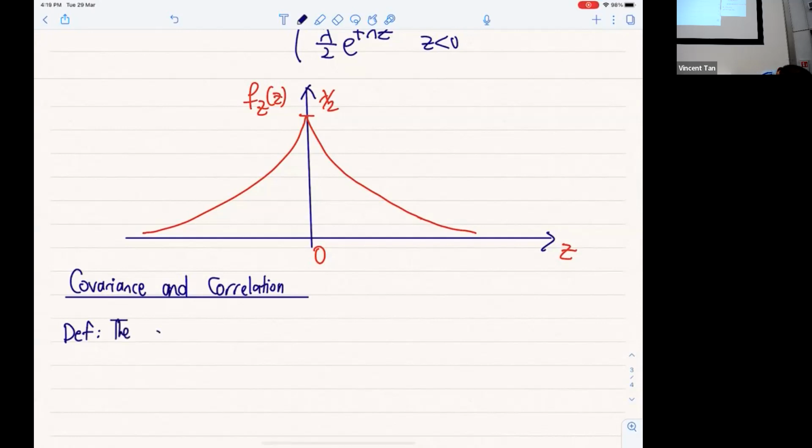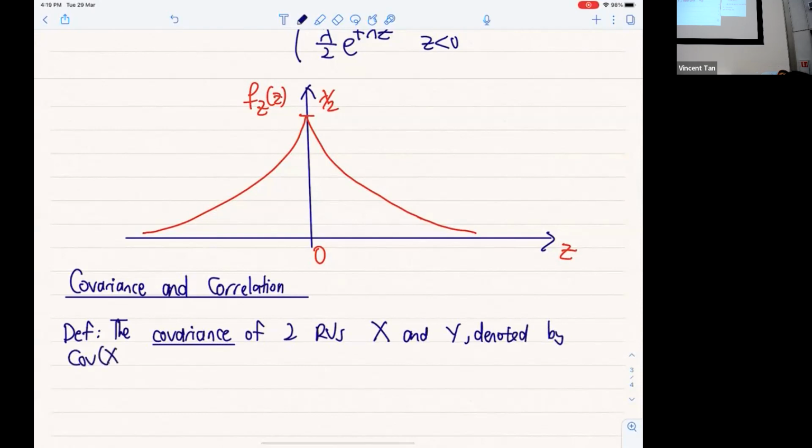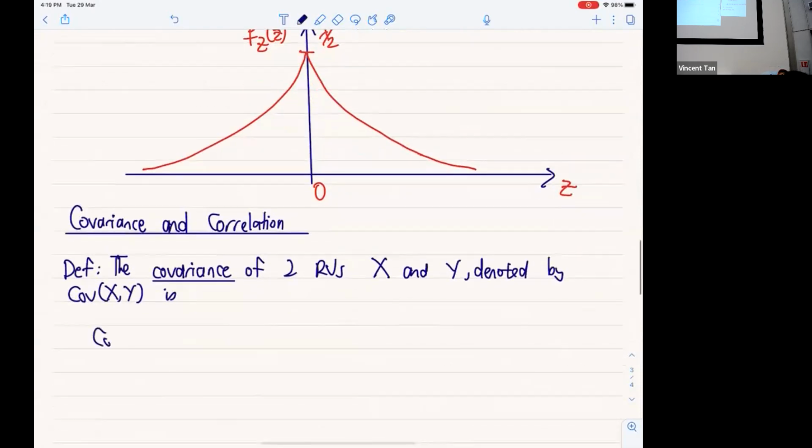The covariance between any two random variables. This is the technical term covariance of two random variables. Actually, you have seen it in some homework before. X and Y. Now, the random variables could be discrete or continuous. This is denoted by COV(X,Y) and is defined as the following. It is an expectation of some random variable: (X minus expectation value of X) times (Y minus expectation value of Y).